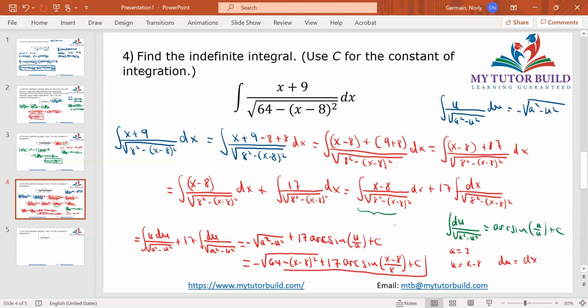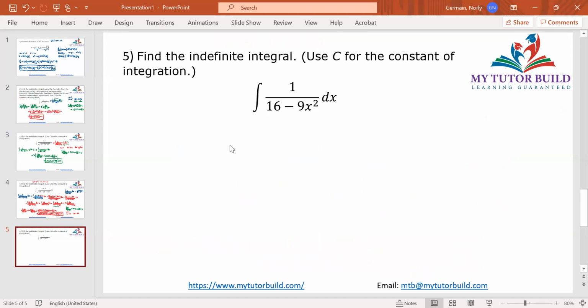So we can leave the answer like this, or you can also change x square. Remember, if you have x minus 8 square, this can be x square minus 16x plus 64. Now, because we have a 64 here, a 64 minus 64 would be equal to 0. So remember, we can leave it like this, or you can continue to simplify. One more example to complete.